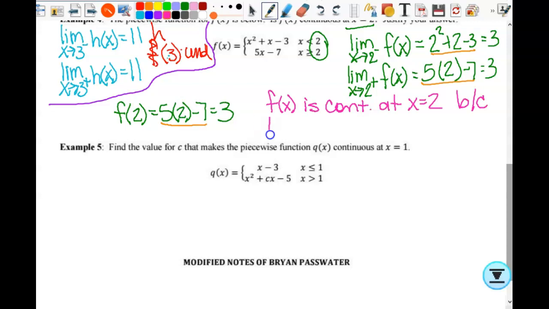Because the limit as x approaches 2 from the left of f of x equals the limit as x approaches 2 from the right of f of x, which equals f of 2, which equals 3. So basically you're saying the limit from the right equals the limit from the left, which equals the function value, which all equals 3, but without writing out all the words. We're good with that? This comes up a lot.